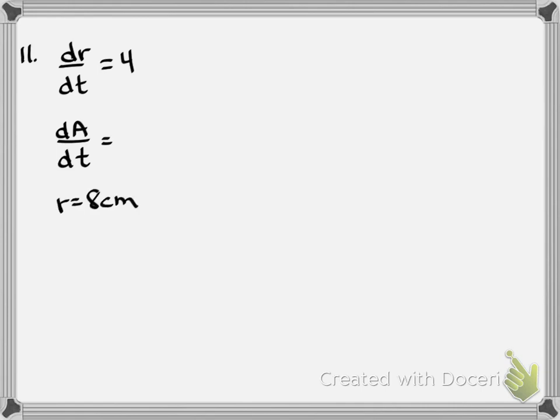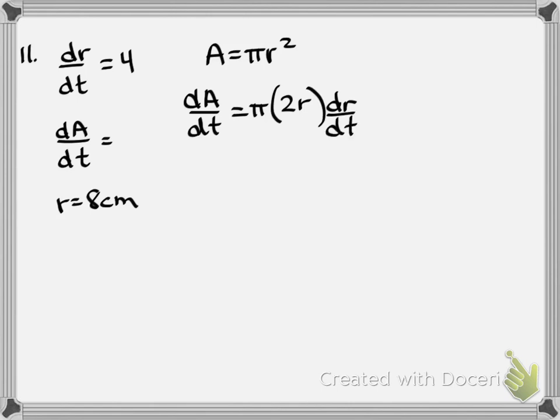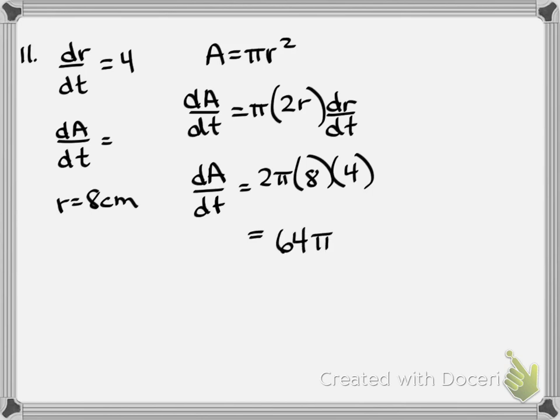Okay, so we've written down all the information they've given us and what we're trying to find. Now we need an equation that ties together A and r. And we're talking about a circle. So we know that area is pi r squared. So I've got my formula now. We're ready to just do implicit differentiation. Derivative of A is 1, dA/dt. Pi is a constant. The derivative of r squared is 2r, dr/dt. Let's plug in the things we know. We do not know dA/dt. We have 2 pi times the radius times dr/dt. That is 2 times 8 is 16 times 4 is 64 pi. So the rate that the area is changing is 64 pi centimeters squared per minute.